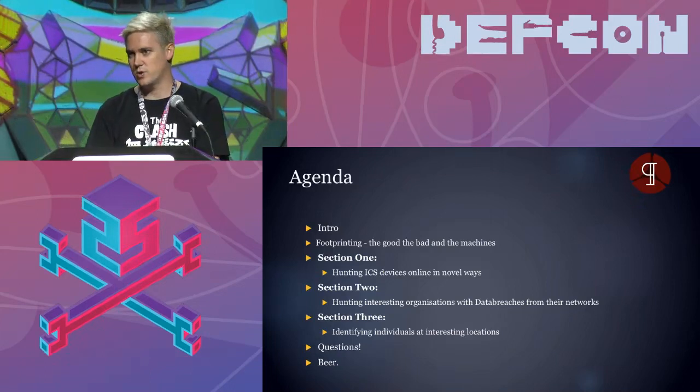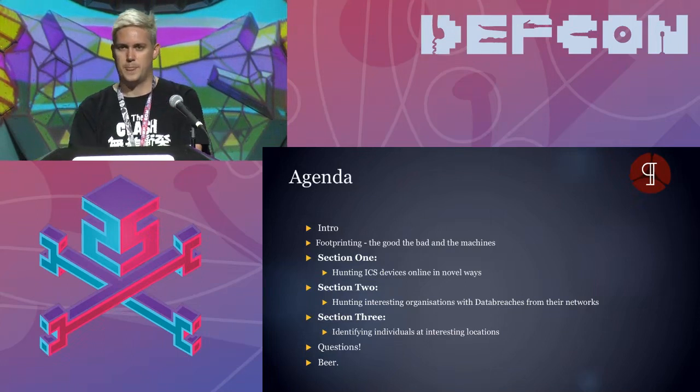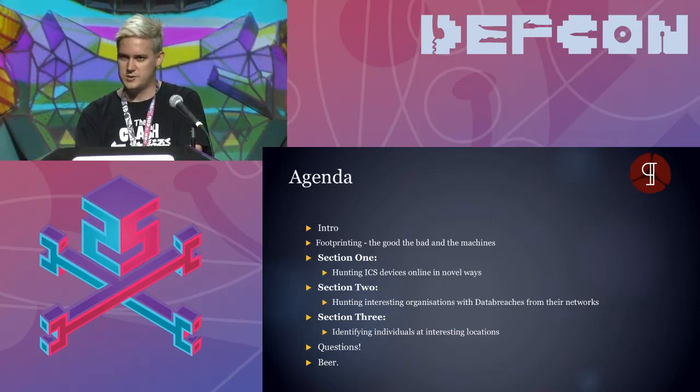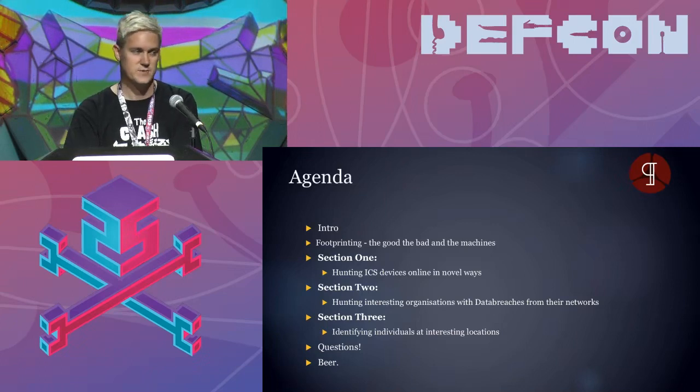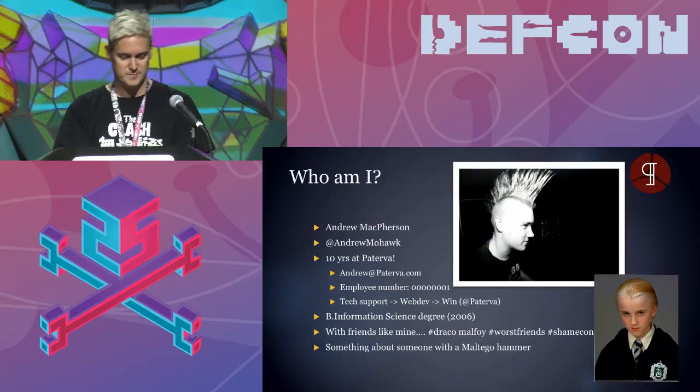The second section, we'll look at interesting people. So the first section is kind of interesting places. And that will be looking at how to use all the different breaches that have happened to say, using footprinting and networking side, I can track people from interesting organizations and find information about them outside of their organization. And then the last one, just looking at interesting locations and individuals who work there. And then questions if there are any, and then beer. So that's the agenda for today.